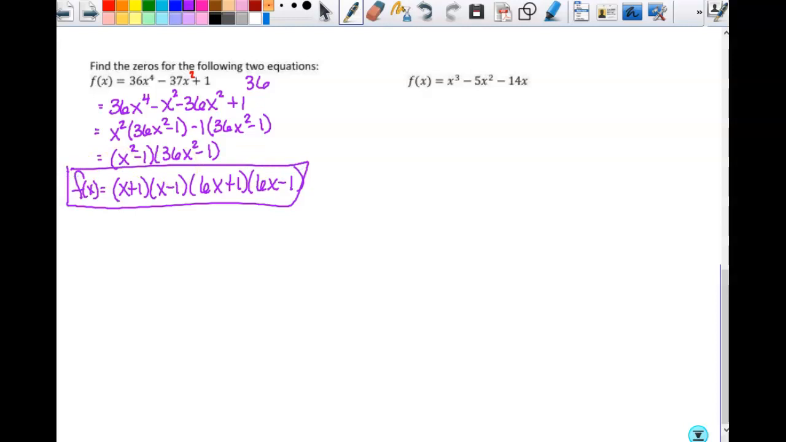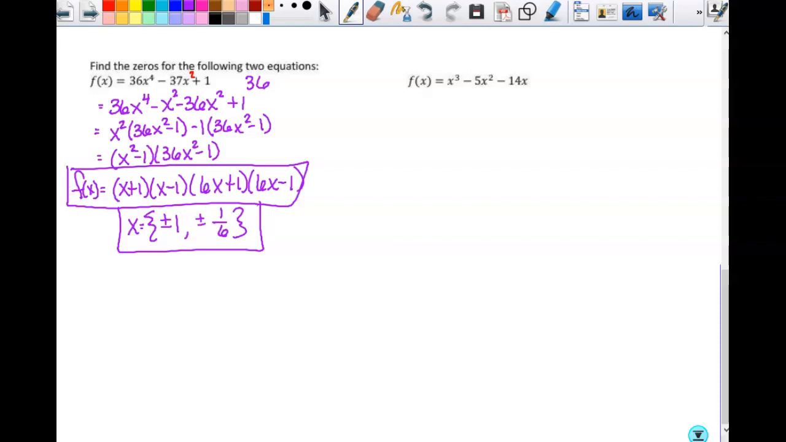Then I can find my zeros. Okay. So this is going to give me plus or minus 1, and this is going to give me plus or minus 1/6. Okay. All right, so then this next one.